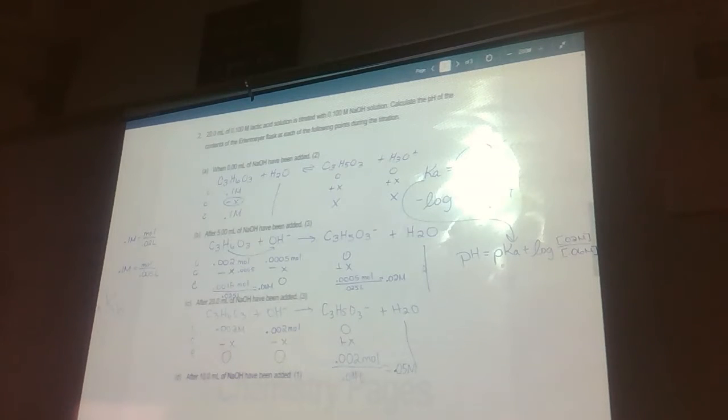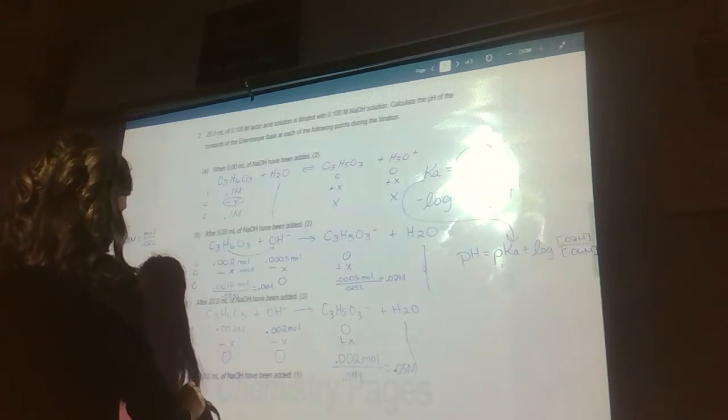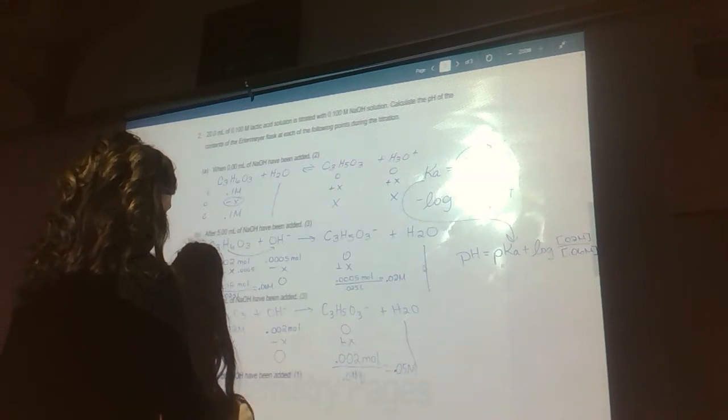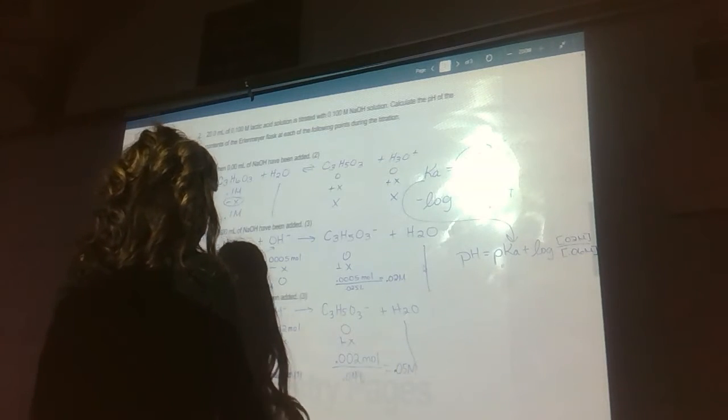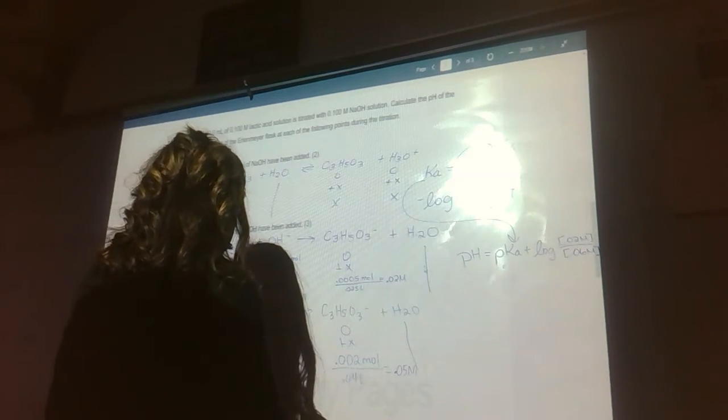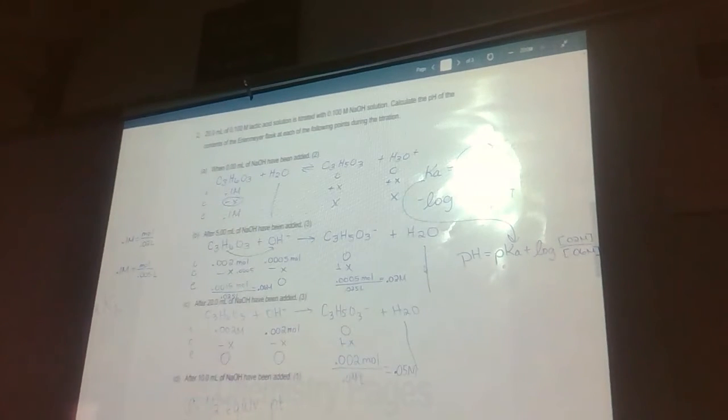Yeah. Okay. The next part is when you've added half the volume that it took to get to the equivalence point. Good news. At the half equivalence point, the pH equals the pKa. Just take the negative log of the Ka. We could do the math to prove that. I don't want to. Questions? And this is always true. Use that to your advantage.